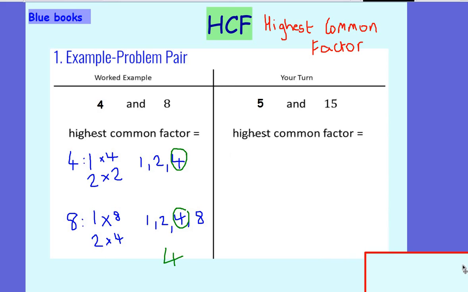Over to you. In your dark blue books or on your neat piece of paper, can you pause the video and spend a couple of minutes finding the highest common factor of 5 and 15?